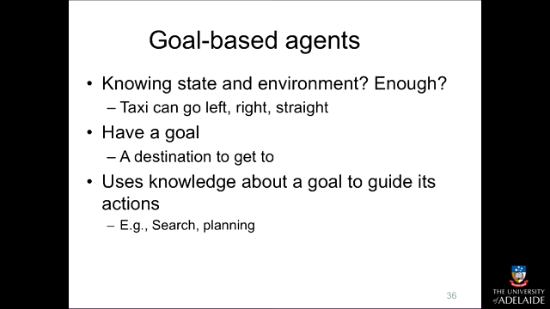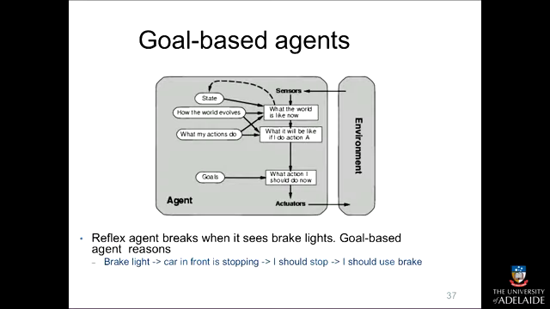So a goal-based agent recognises that knowing the state and the environment is not enough. Okay? Just because you're a taxi driver agent, you need to get somewhere, a destination to get to. So it uses knowledge about a goal to guide what action it should take at any particular moment. So a goal-based agent adds in this question here. What will it be like if I do action A, and does that get me closer to my goal in the long run?